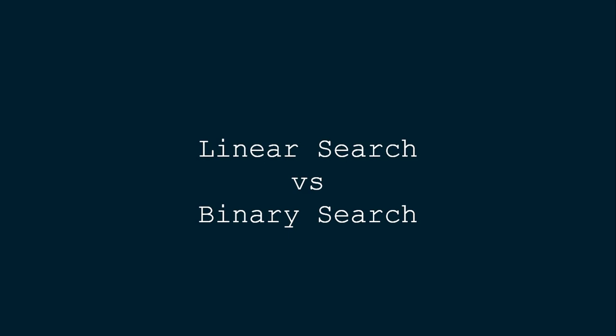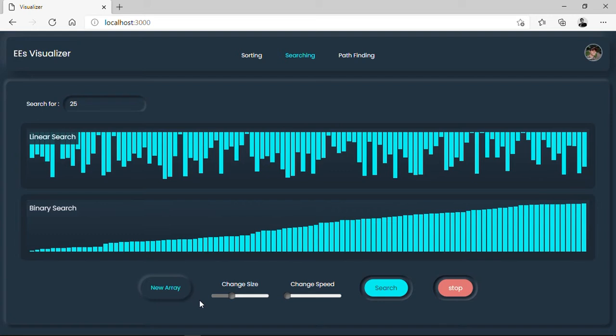So now, let's have a comparison between linear search and binary search. So here, I have a visualization tool that illustrates the difference between linear search and binary search. Through this visualization tool, we can understand further how much faster binary search is than linear search. So now, try to look for 25. And I want you to observe the behavior of the 2 algorithms. Let's click on search.